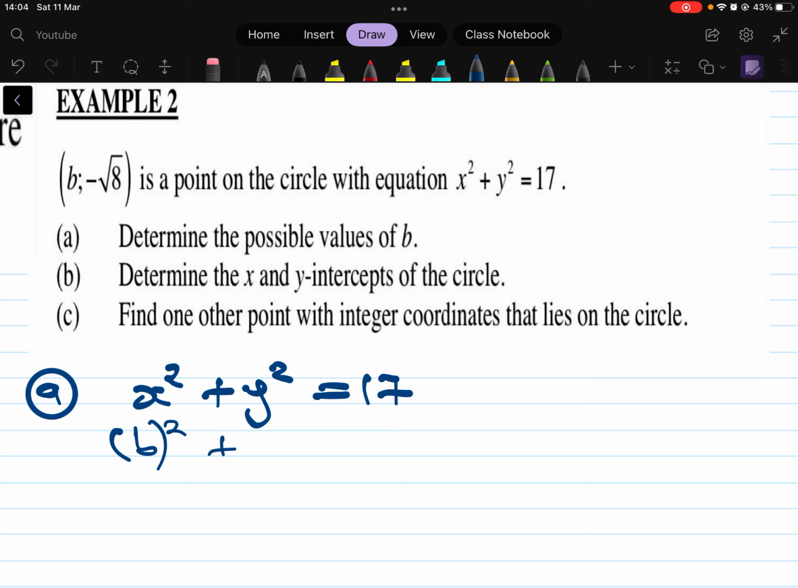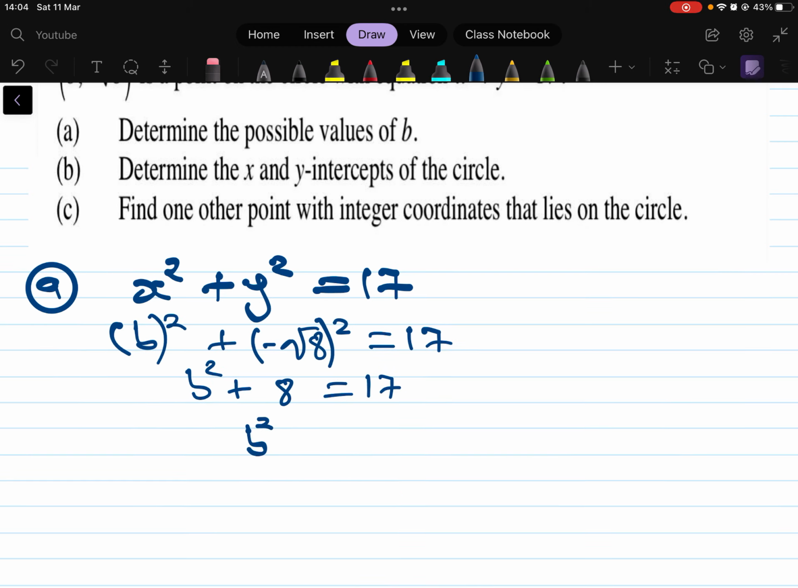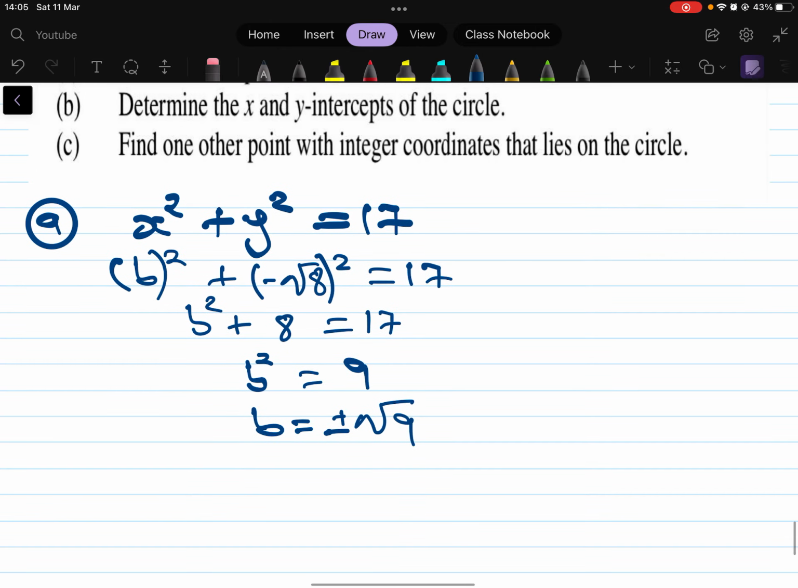So that's exactly what we are about to do. And the y is negative root of 8, so b squared plus 8 equals 17. So this gives us 8 plus b squared equals 17. So b squared is therefore equal to 9. Therefore b equals plus or minus the square root of 9. Thus b equals plus or minus 3. Therefore b equals 3, or b equals negative 3. Those are the two possible values of b.